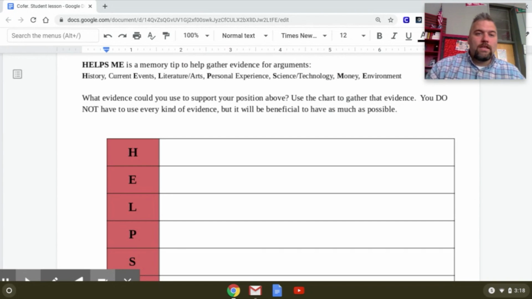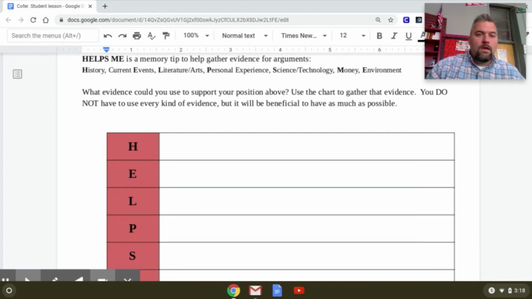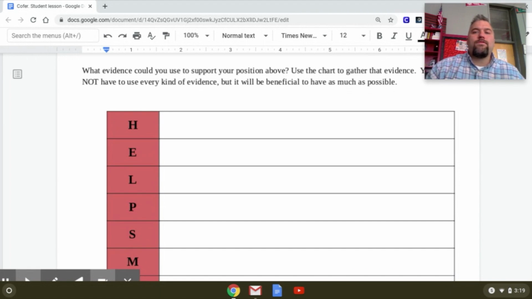So the H in HELPS ME stands for history, the E, current events, the L, literature and the arts, P, personal experience, the S, science and technology, M, money, so anything economic, and then E, the environment. Now, you do not have to use every kind of evidence to support an argument, but the more you have, the stronger your argument is going to be.